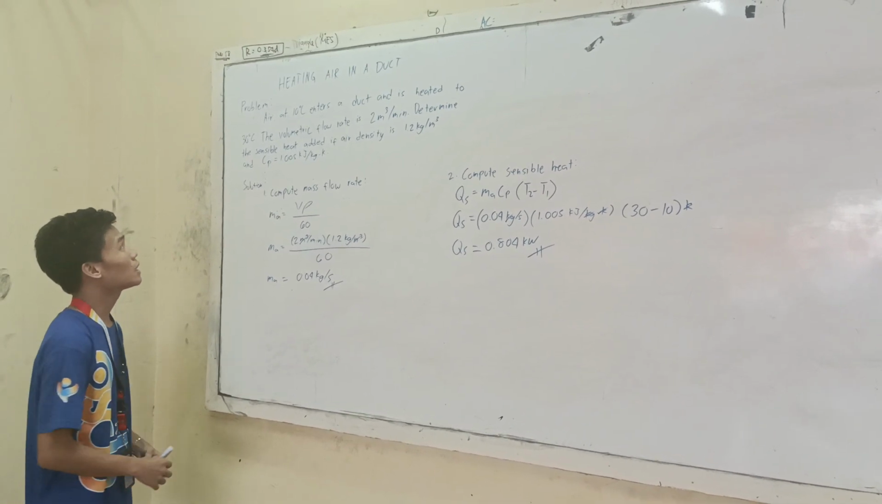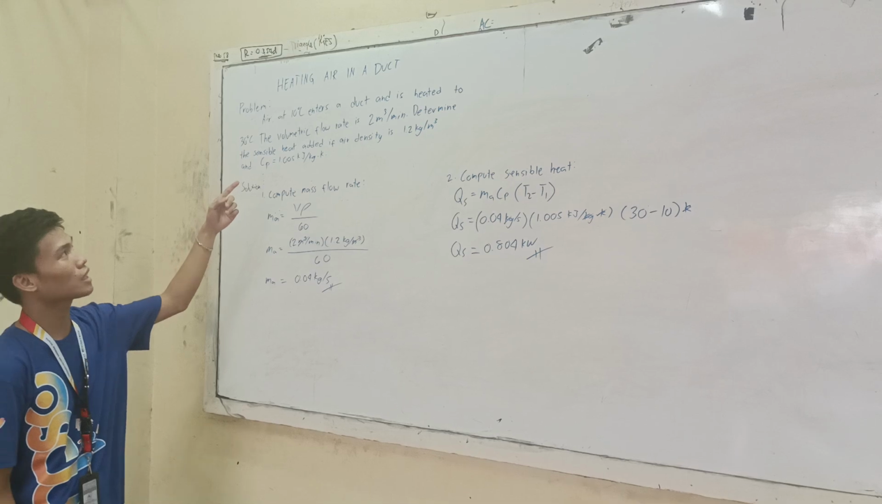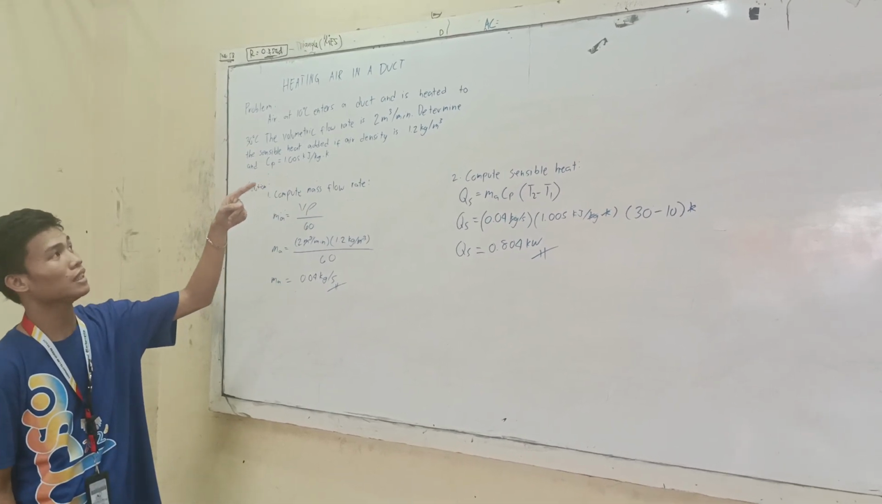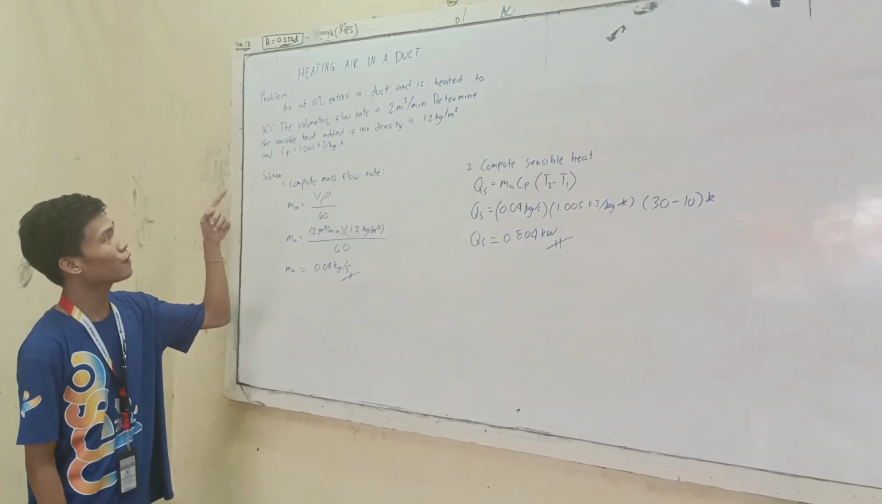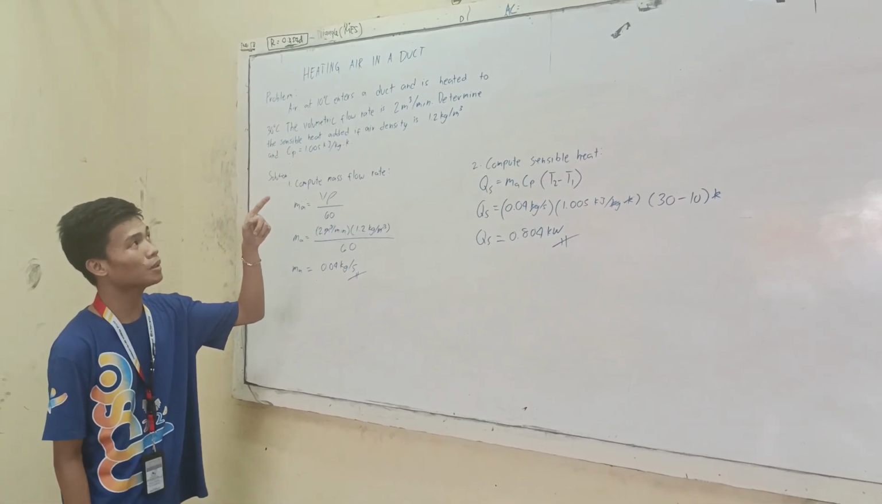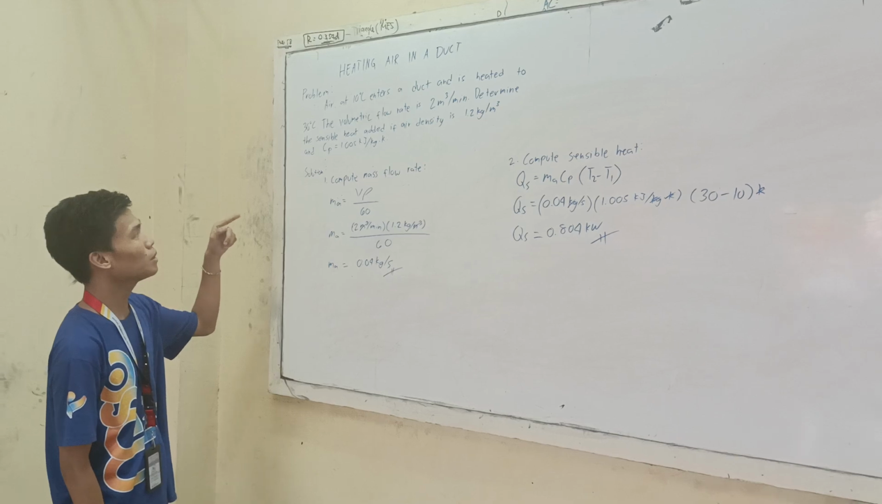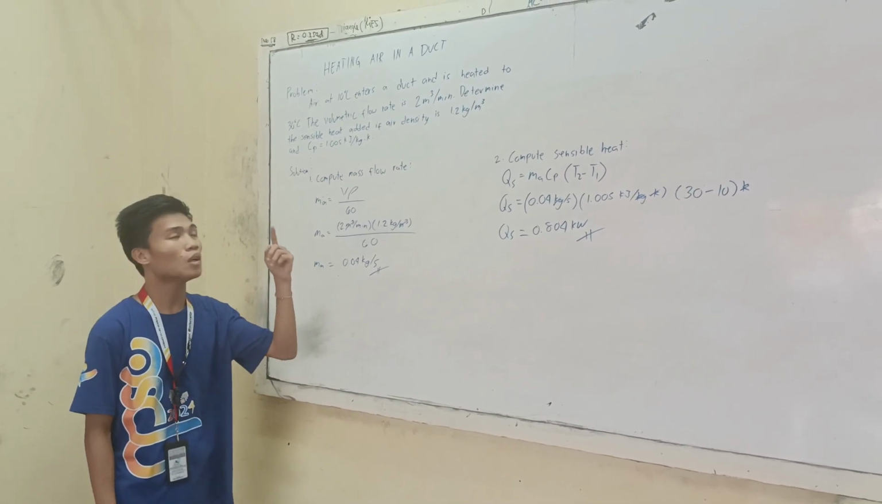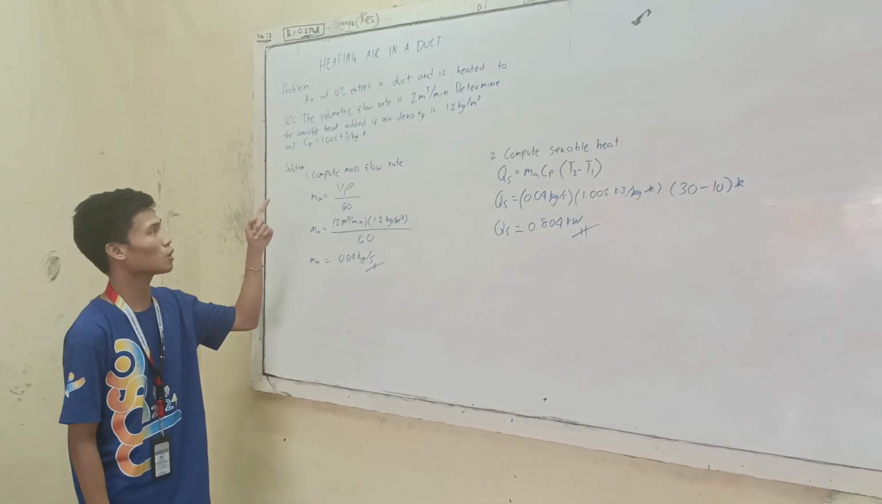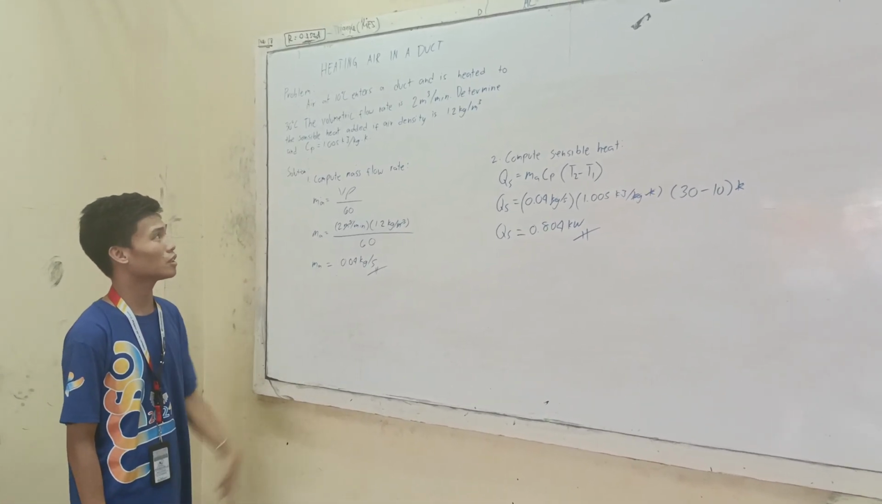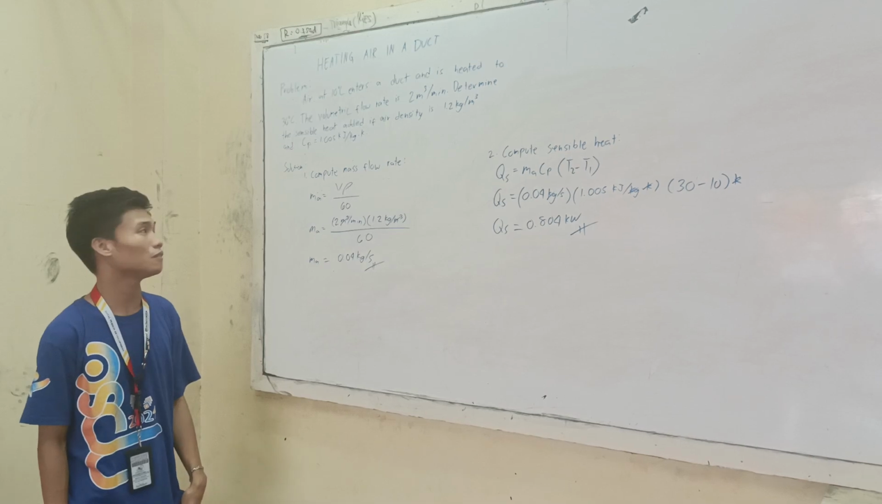So the problem is: air at 10 degrees Celsius enters a duct and is heated to 30 degrees Celsius. The volumetric flow rate is 2 cubic meters per minute. Determine the sensible heat added if air density is 1.2 kg per cubic meter and the Cp is equal to 1.005 kilojoules per kilogram per minute.